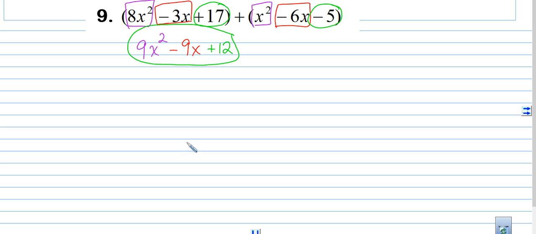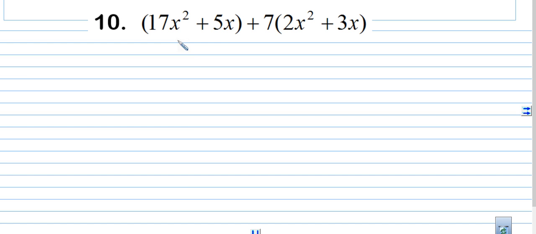Simple as that. Okay? Looking at number 10, we have parentheses. We look, do we have exponents on the outside? Nope. But we do have this little guy, the 7, attached to this parentheses, not this one. So we'll need to distribute him, just like you would if you had covered up the 17x squared plus 5x. Okay? And so you'll get positive 7 times positive 2x squared, which is positive 14x squared. Positive 7 times positive 3 is positive 21x.